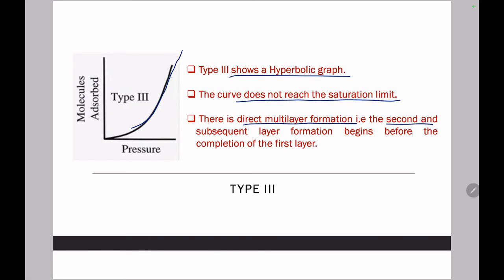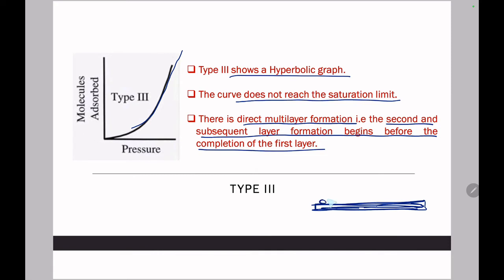The second and subsequent layer formation begins before the completion of the first layer. This is unlike the type 2 adsorption isotherm. In the case of a type 2 adsorption isotherm, the multi-layer formation took place only after the completion of the first layer. However, in the case of type 3 adsorption, the case may be represented like this. This is the surface of the adsorbent.